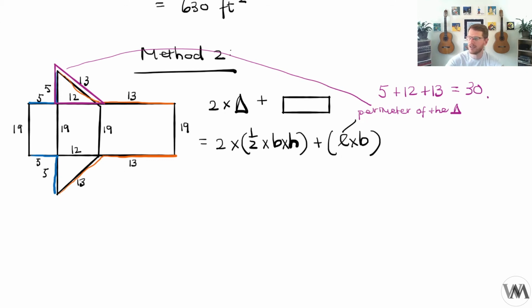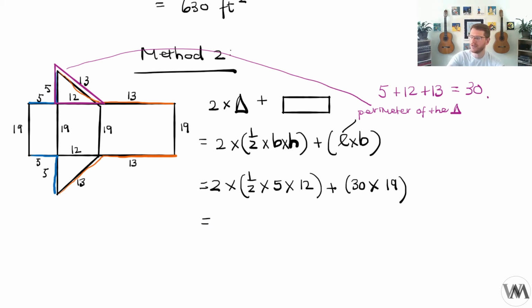So in this case, I'm going to say, alright, 2 times half of the base. I know the base of my triangle was 5 times the height, which in this case is 12, plus the length that I've worked out with the perimeter of the triangle will be 30, and then I'm going to multiply it by the breadth, which in this case equals 19, which is in fact the height of the prism.